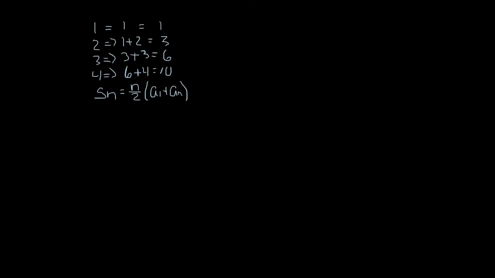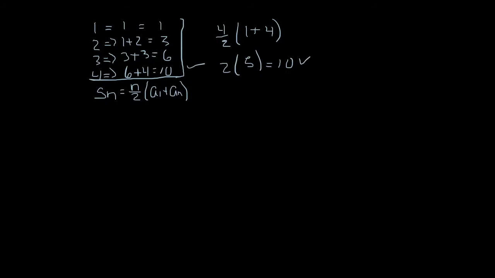So we can try testing this out to make sure that it works. So over here, I have the first 4 weeks that we tried adding. So let's try on week 4 and see if we get 10. So if we have our Sn is equal to n over 2, so we're in week 4, so it's going to be 4 over 2. And then our A1, the very first week we had $1, and then the very last week we had $4 because we were working in 4 weeks. So we can multiply this out and see if it works. We have 4 over 2 is equal to 2, 1 plus 4 is equal to 5, and we get 10. So we have $10, which works based on what we tried last time.